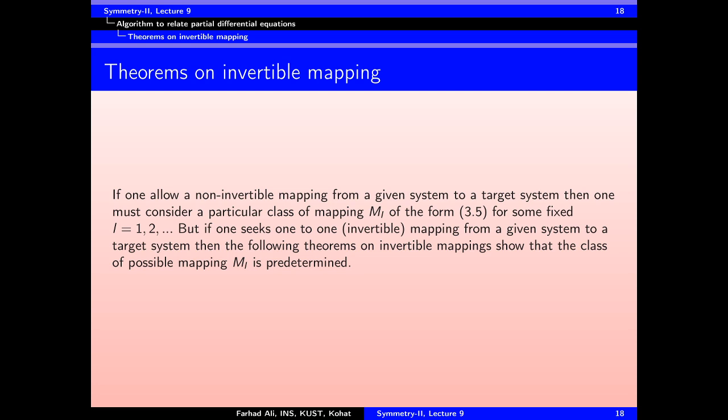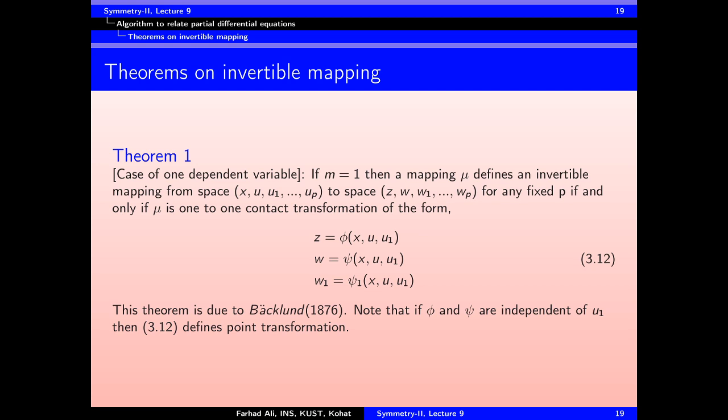Invertible mapping: there are theorems on invertible mapping. So we have two theorems on invertible mapping. The first one is this: when there is only one dependent variable, then we have a mapping given in equation 3.12. Z is a function of x, u, and u1. W is a function of x, u, and u1. And W1, which is the derivative of W with respect to Z, is Psi1, which is a function of x, u, and u1. This theorem is due to Buckland.